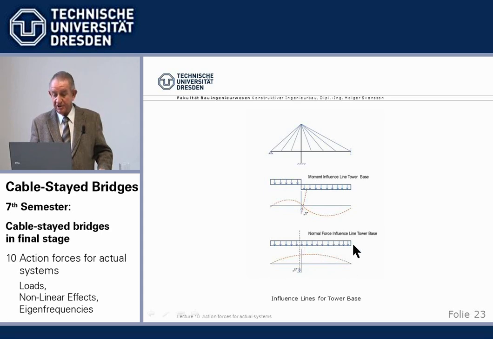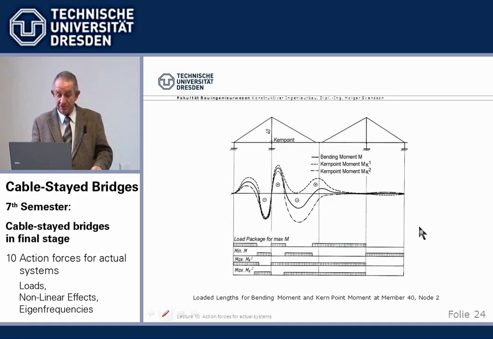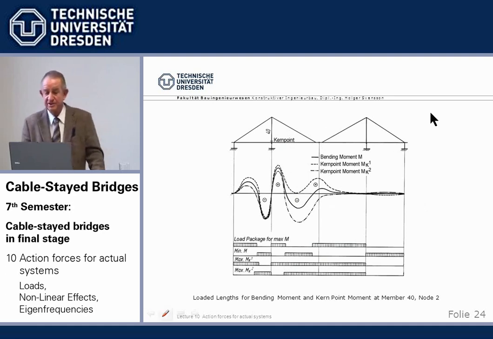We see very clearly we need full load. So we have different influence lines for the moments here, that's half-half, and the normal force. What is the position, or say the extent, of the uniformly distributed load, the load package, which gives us the highest stresses? Well, I show you an example here for a cable stayed bridge.